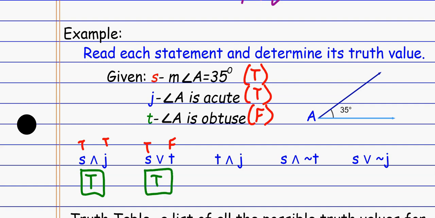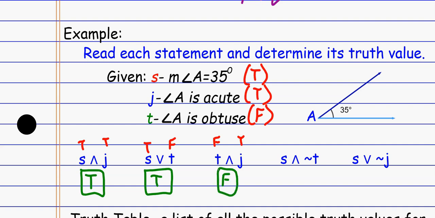The next one, T and J. Remember, the original T statement was false. J was true, but this says T and J. And remember, for an and statement to be true, both pieces have to be true. Is that angle obtuse and acute? Well, no, that's impossible. So that's a false statement.